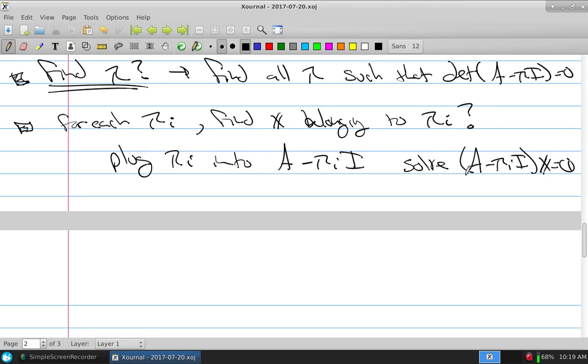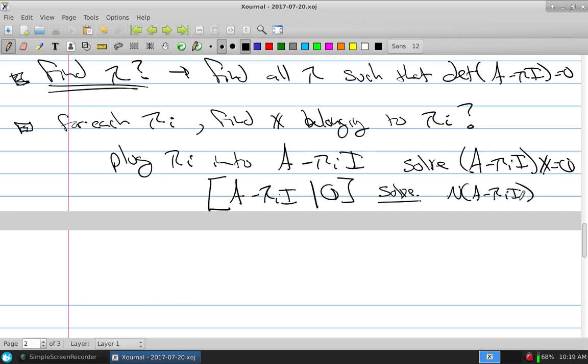And the way you normally do this is an augmented matrix. What you do is you just simply go, this is A minus lambda I, augment it with 0, zero object, and then we solve it. Really what we're looking for is the null space of A minus lambda I. That's what you're going to find. And you write it as a span. So everything we've done before is actually a tool to go through and solve this particular problem.